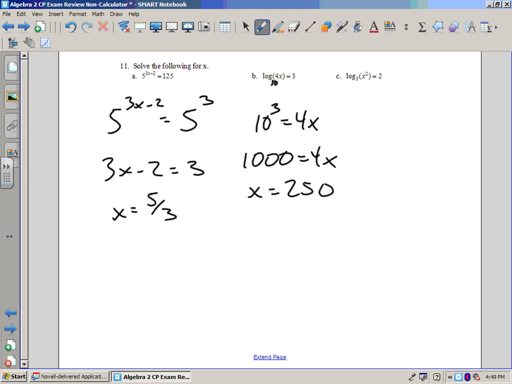I'm going to do the same thing with c. 3 to the 2 is equal to x squared. So 9 is equal to x squared. Taking the square root of both sides, x is equal to plus or minus 3.